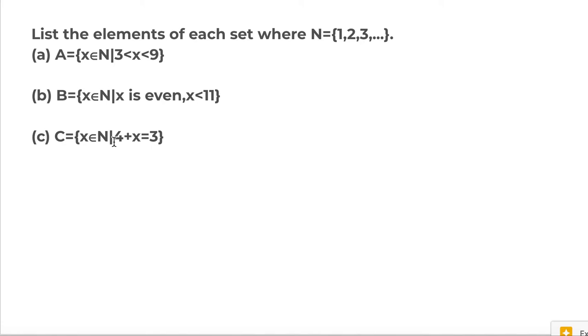So I'll just repeat the question again. You're given the set of natural numbers N equal to 1, 2, 3, 4, all the numbers you can think of. And you need to write 3 different sets. The set A is x belongs to N, but x is greater than 3 and less than 9. Second set B, that is x is even and x is less than 11. And the third set is 4 plus x is equal to 3.